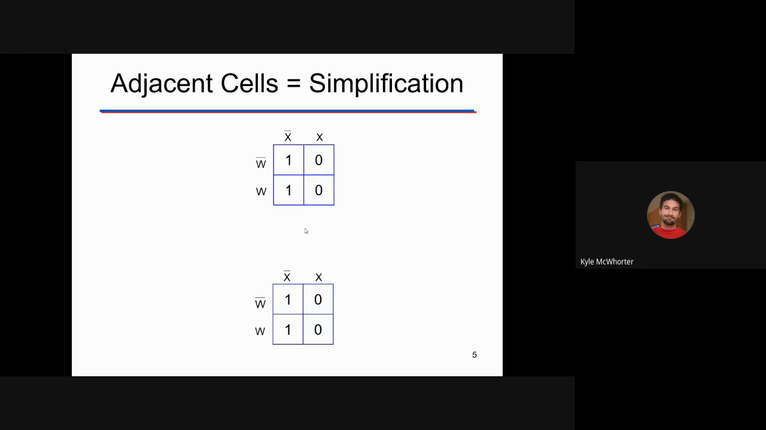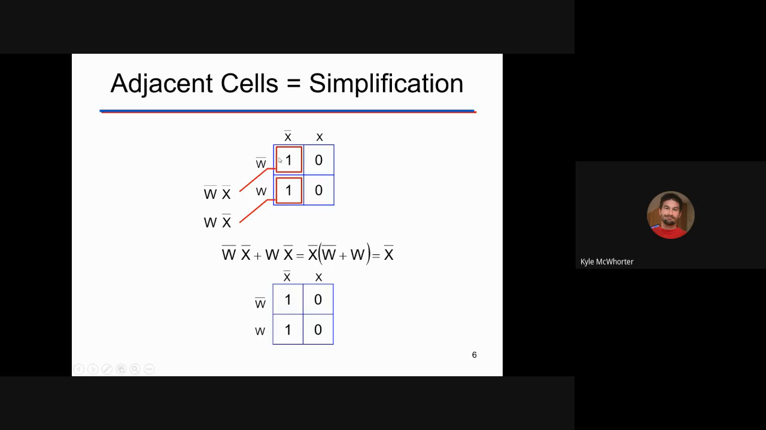Now let's talk about this little example right here. This is a 2 variable one. This one right here says we have a minterm that is not W and not X. And this one right here says we have a minterm that is W and not X. So if we wrote out those minterms, this one here is the not W and not X. This term here is the W and not X. And then we OR those together, right?